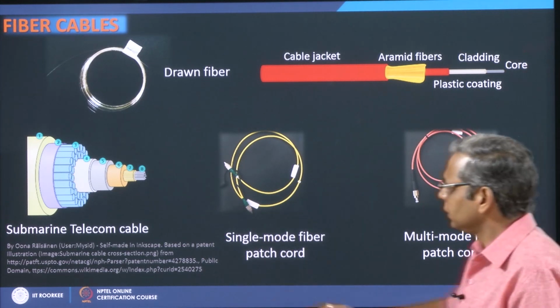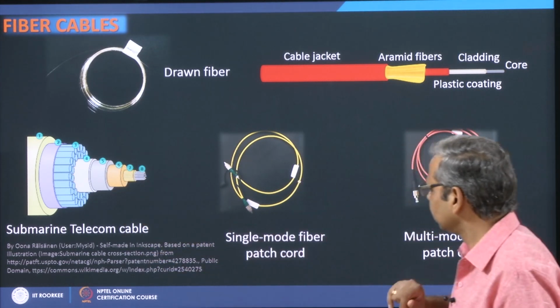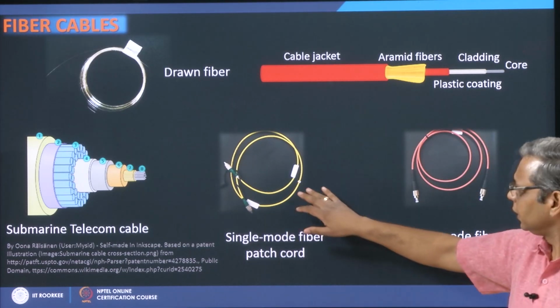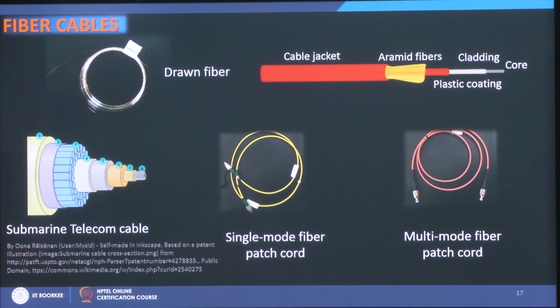This is a typical telecom cable. This is a single mode fiber patch cord whose color is kept yellow, and this is multi-mode fiber patch cord whose color is kept orange. This is color coding.